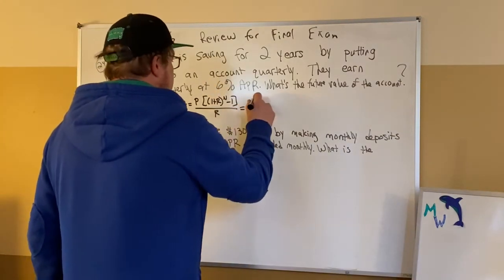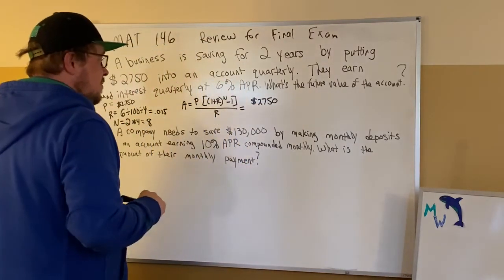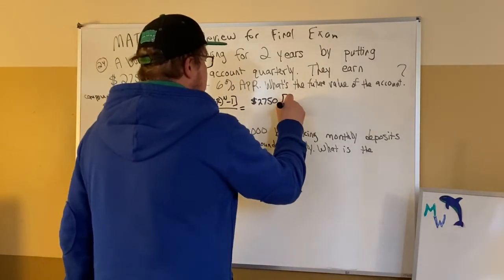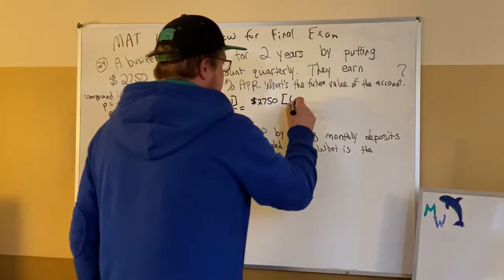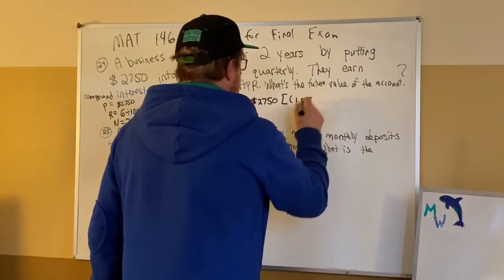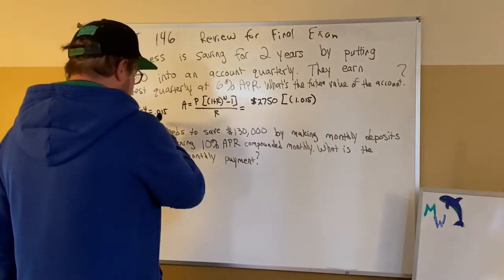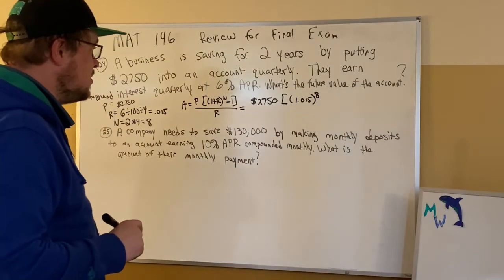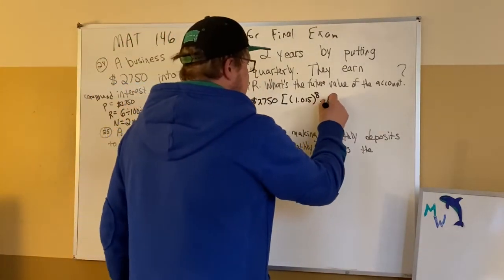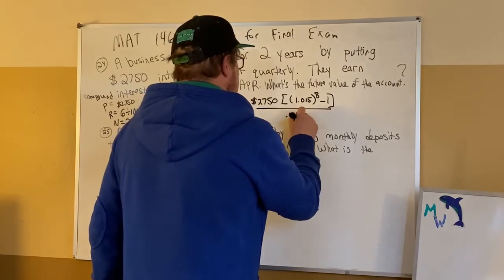We're going to put in there the P is valued at $2,750. In here, we're going to have 1 plus R is going to be able to go straight to 1.015. And that's going to be raised up to the power. Now the power is 8 because it's quarterly for 2 years, and then minus 1 in those parentheses. Down here, 0.015.